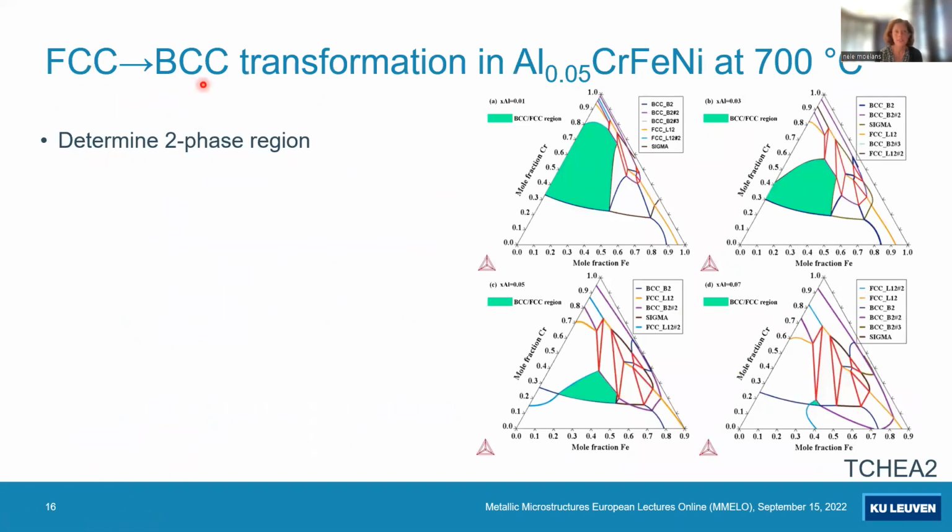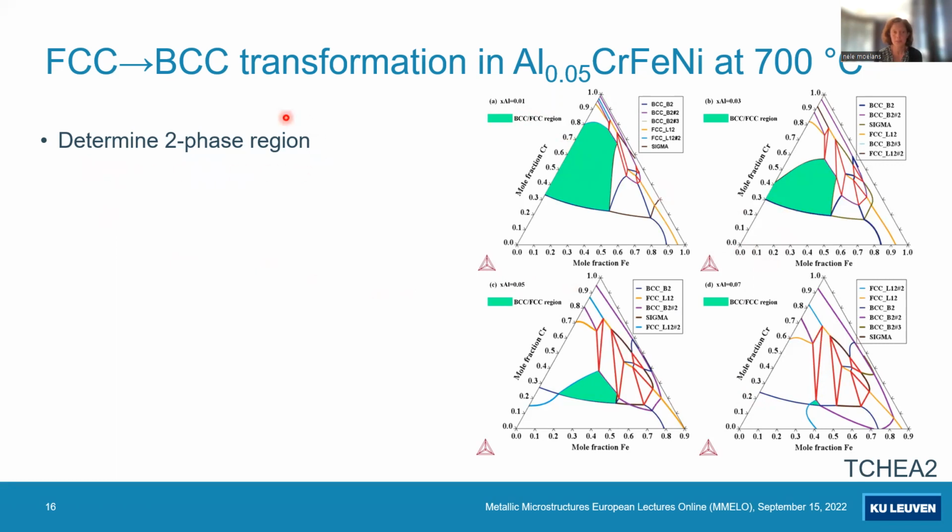So the idea is to simulate this phase transformation at 700 degrees Celsius. And so we first verified where we have this two-phase region in our quaternary phase diagram. To do that, we computed sections of the quaternary phase diagram at 700 degrees Celsius and for different amounts of aluminium. So the molar fraction of aluminium goes from 0.01 up to 0.07. And then you see that in this range of the phase diagram, you have here a two-phase region. If you have more aluminium, then it disappears and you go to a three-phase region. But the idea was to do a simulation of the transformation in this area.